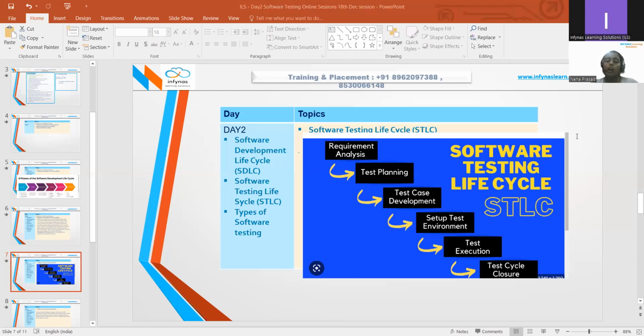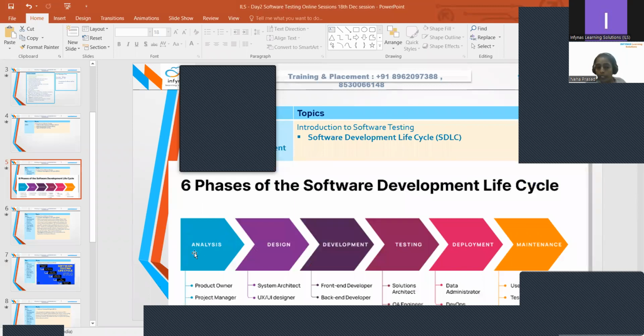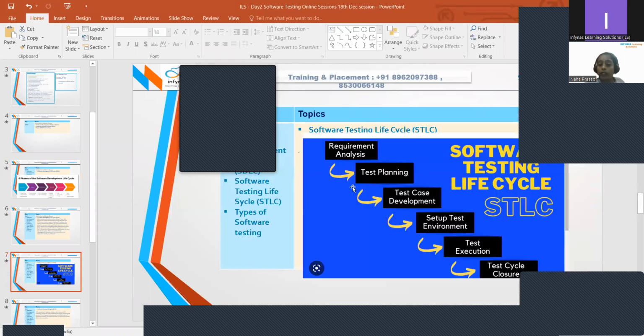Okay. Now requirement analysis. Like I said, once the BRD has been created, and BRD is created at the first step of SDLC, guys. The BRD is created here. Look, the BRD will get created here. So as soon as we get the BRD, the first phase of our internal software testing life cycle will start as soon as we receive the BRD.